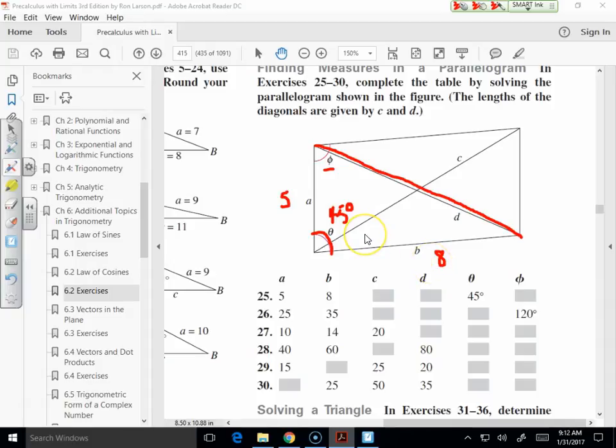Yeah, law of cosines, right? Law of cosines. You can use side, angle, side, and be able to find the opposite side. Caleb, it's 5? No, 5. Oh, 5. Yes.